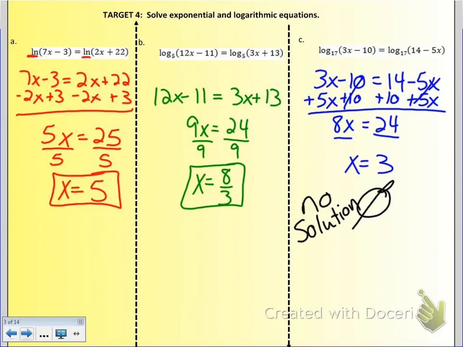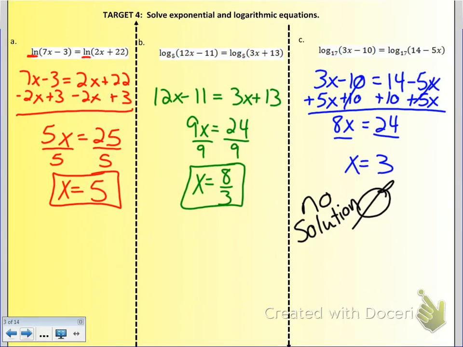Okay, coming back, the one in the middle. Here in green, we have 12x minus 11 equals 3x plus 13. Solve that equation. 24 over 9 is not acceptable. Why not? Yeah, that's right. You did not simplify the fraction, so you need to simplify it to be 8/3. The third one here in blue, we set 3x minus 10 equal to 14 minus 5x. Solve the equation and you get x equals 3.